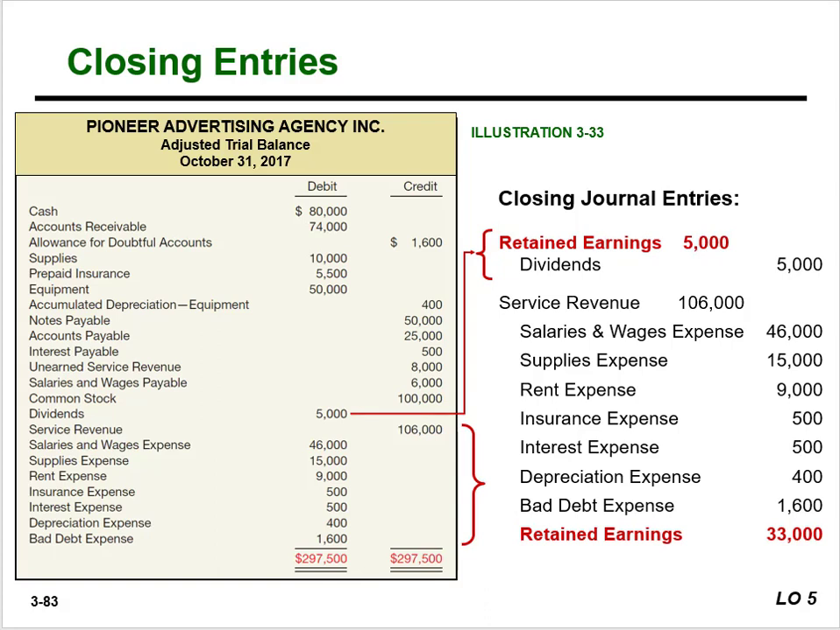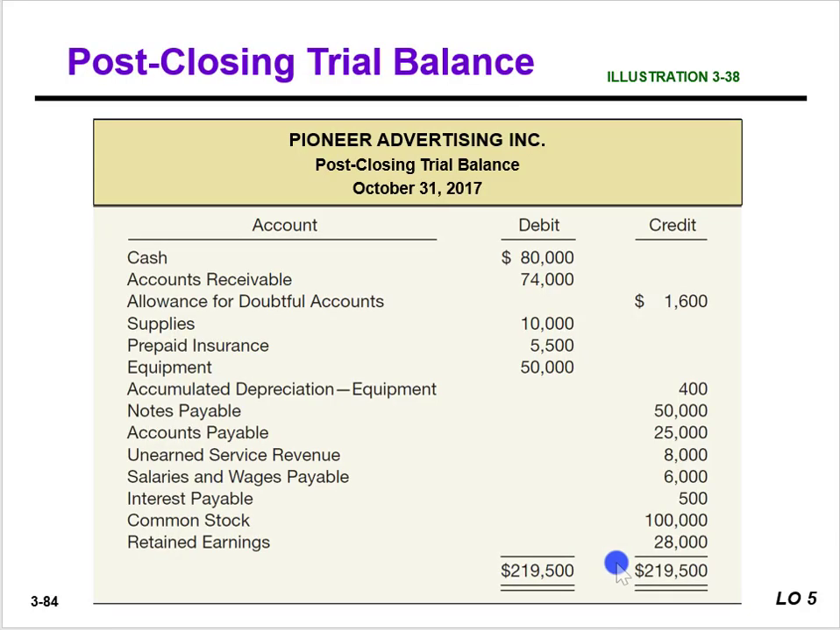And so here's an illustration of the closing entries. You have your retained earnings closing out. Your dividends closing out to your retained earnings, and your salary expenses and revenue closing out to retained earnings. And so post-closing trial balance. This is an illustration of what it looks like.